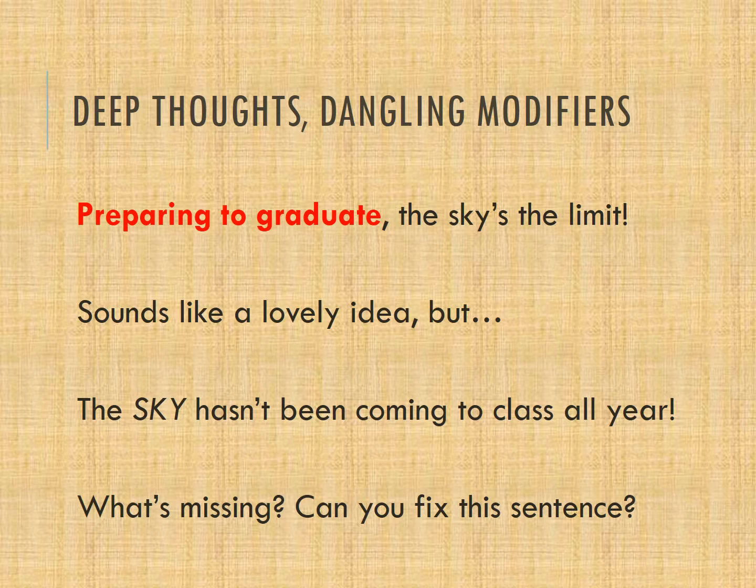And I know for a fact that the sky hasn't been submitting really great essays and reading all the required texts that we've got in English class. And so, something is definitely missing in this sentence. Can you fix it? What would you add to make it clear who or what is preparing to graduate?